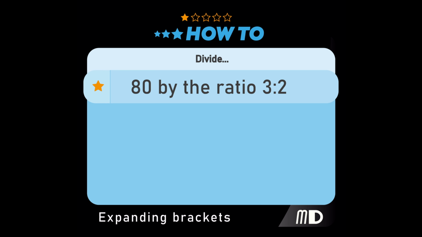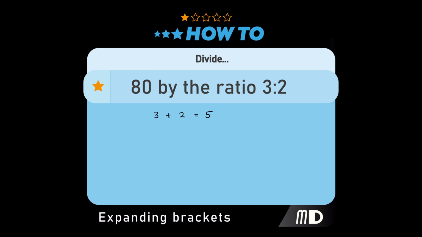To begin, we need to find the sum of the digits in the ratio. The ratio is 3 to 2, and 3 plus 2 is 5. So the sum of the digits in the ratio is 5.